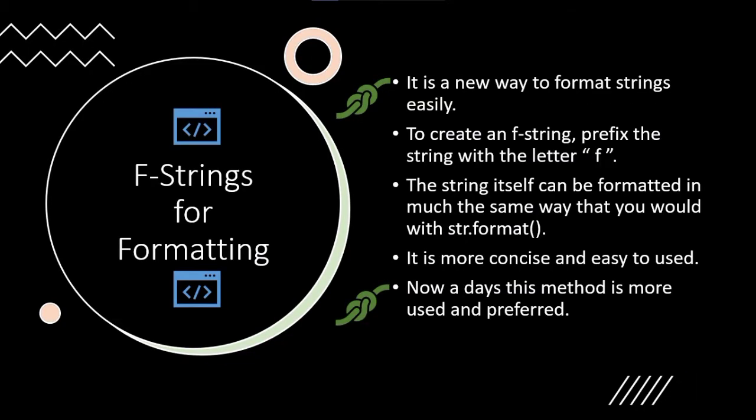Now let's see how to format our string using the f-string method. F-string is a relatively easy and a faster method to format strings. To create an f-string, we just need to prefix our string with the letter F. It will work in the same manner that we have seen in the case of format method. It's just much more concise and easy to use.